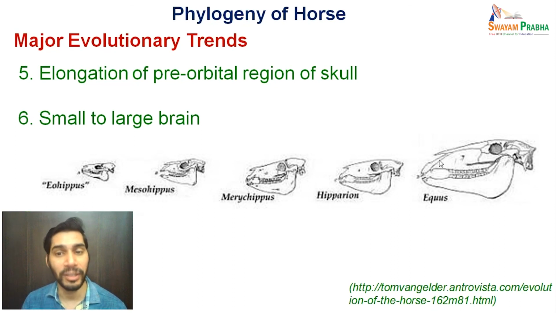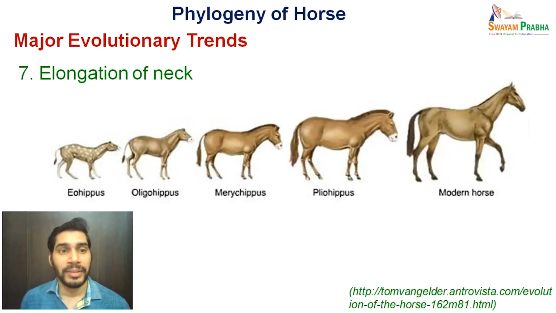It has evolved. Another thing is the small to large brain. With the advancement of skull size, the brain size inside the skull has accordingly increased as well. So the size and the complexity of the brain have also increased. Then there is an elongation of the neck, which you can prominently see across these organisms from Eohippus to the modern horse.